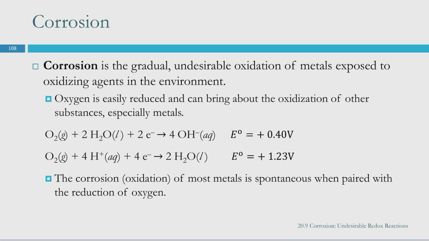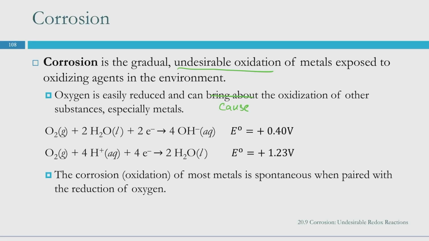Another relevant process when talking about electrochemistry and redox reactions is corrosion. Corrosion is the undesirable oxidation of metals exposed to oxidizing agents of any kind in the environment. Rust is an example of corrosion. Rusting, rather. So oxygen, as it turns out, is easily reduced and can cause the oxidation of other substances, especially metals. Metals that just get left out in the environment will oftentimes oxidize.